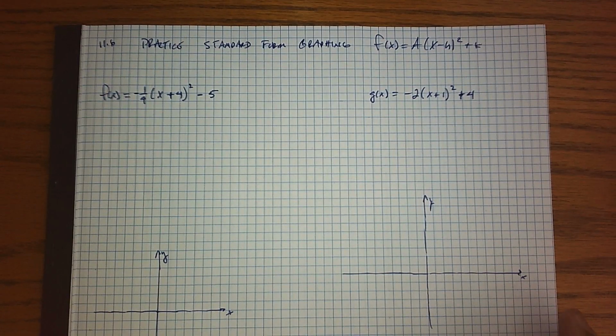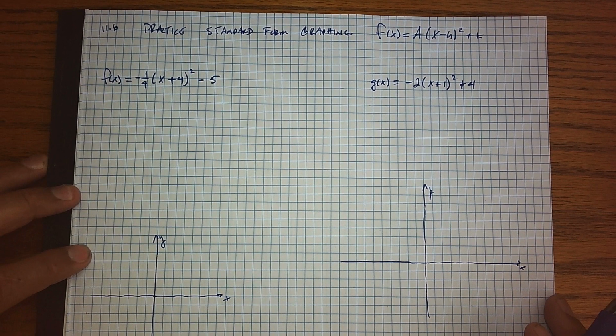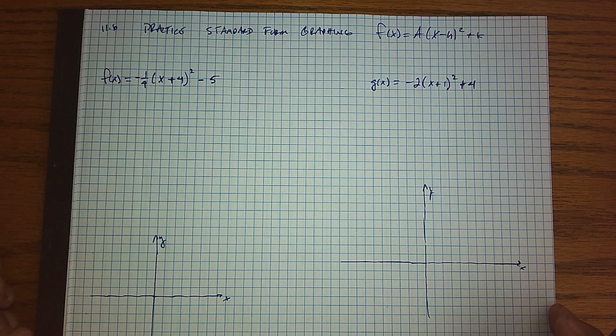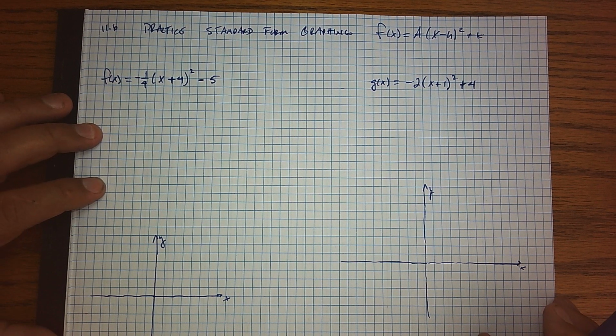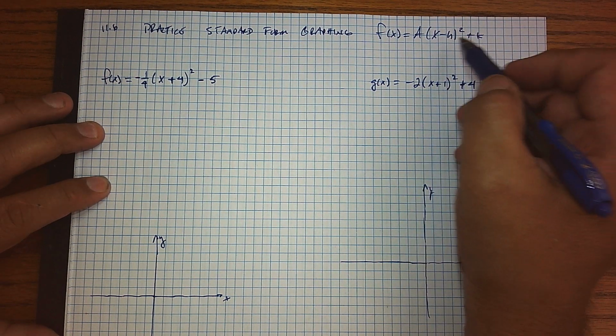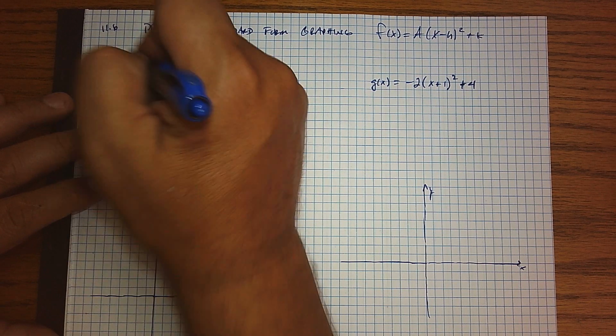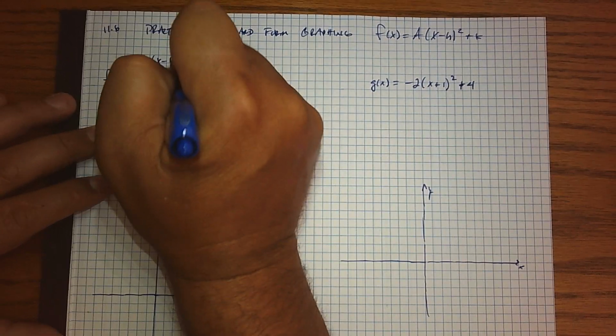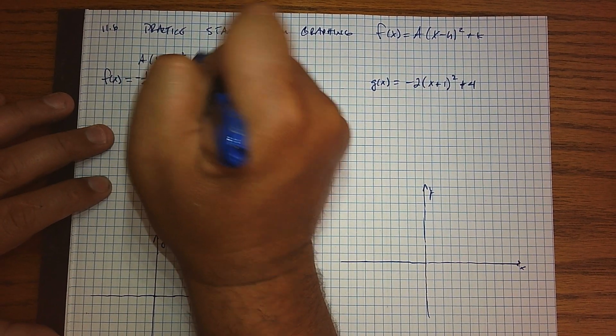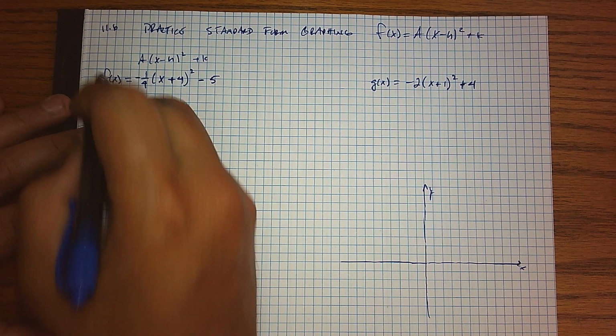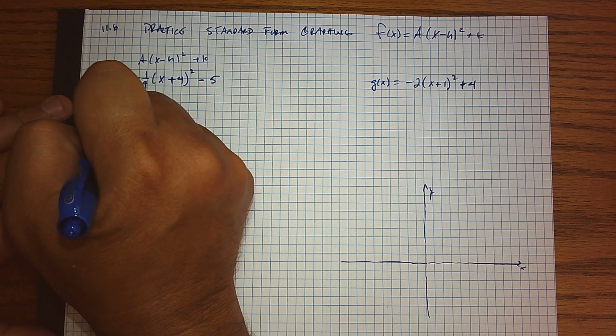Okay, so let's continue graphing using standard form. Got a couple of different equations here, different functions that create some new challenges, and we'll just handle them. So again, the idea is it's in standard form, so let me rewrite the form right above it so we can kind of compare and contrast. In this case, we see that A is equal to -1/4.